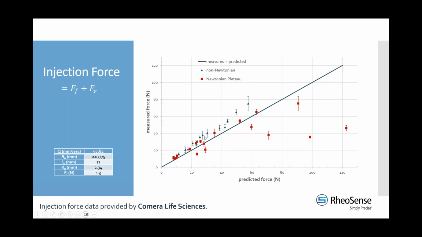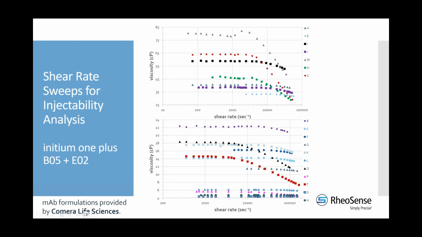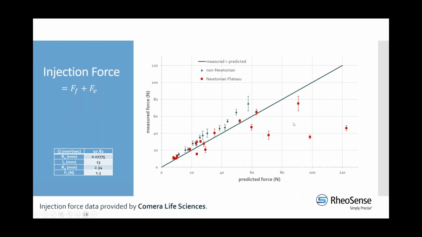Let's look first at the Newtonian plateau, and we can see that we do get some data points here that are predicted well. And of course, if you remember back, some of these products don't shear thin substantially in comparison to others. It's a little hard to tell, but there are a couple of them with very low viscosities that are actually Newtonian, so that's not too surprising.